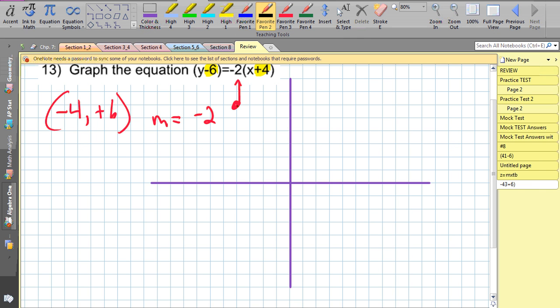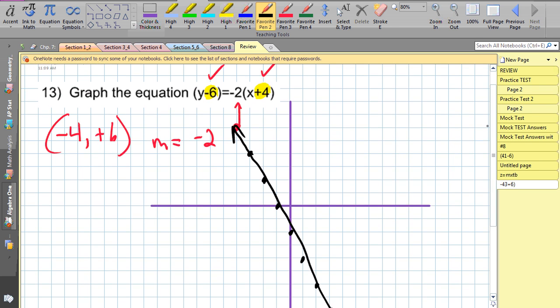And the slope is down 2 over 1, down 2 over 1, and so forth. If you connected all those points, that would be the graph of the equation of the line. All right, that was number 13.